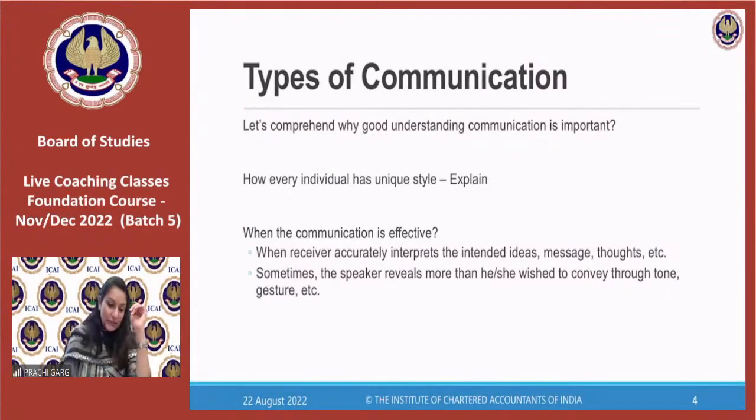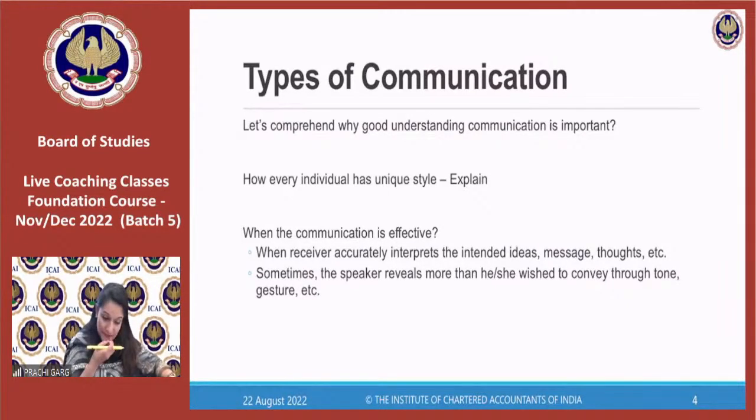Okay, great. So this was about why a good understanding of comprehension is important. The effectiveness of communication depends upon whether the receiver has accurately interpreted the intended ideas, thoughts, or feelings or not. So again, if you don't know the style, if you don't know what they're talking about, how will you express yourself as a receiver?